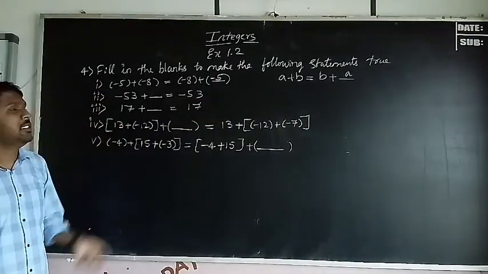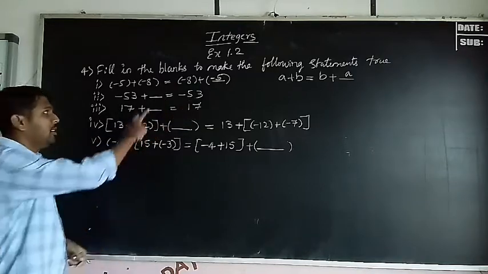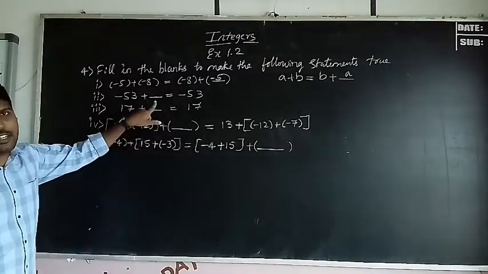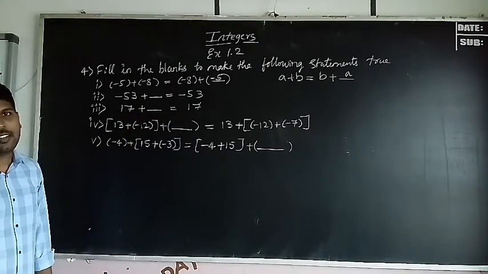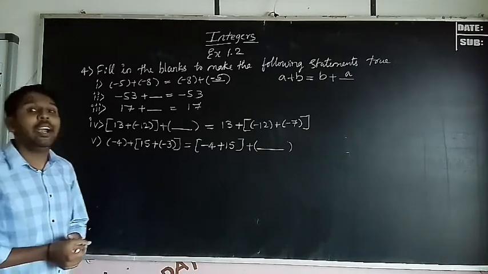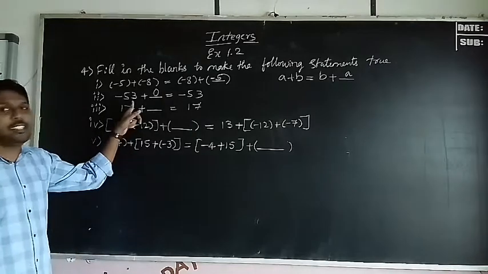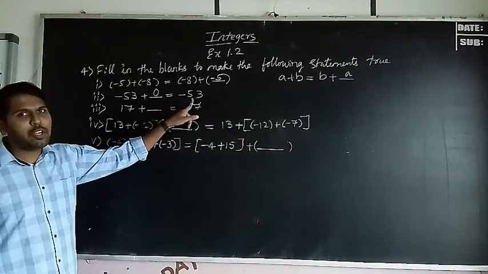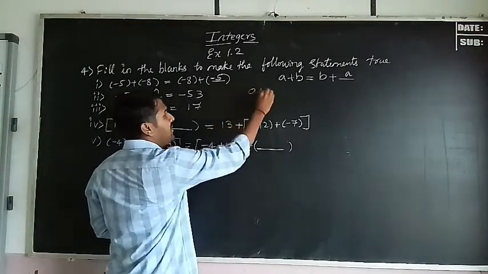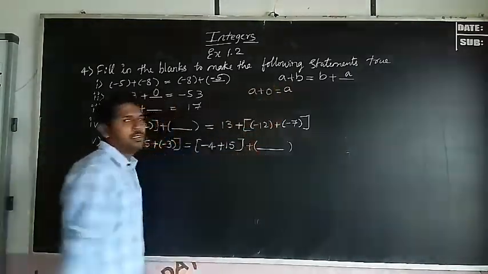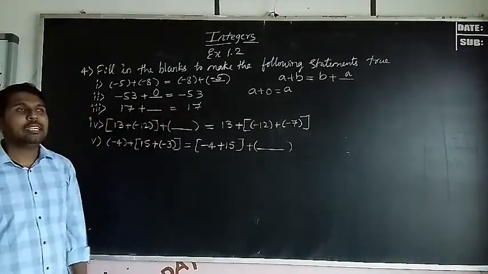So the second one: minus 53 plus bracket equals minus 53. If you add any integer here and you get the same number, which number is it? Which property? Additive identity property. When we add 0 to any integer, you get the same integer. That is a plus 0 equals a. Here the a value is minus 53, so 0 equals minus 53.